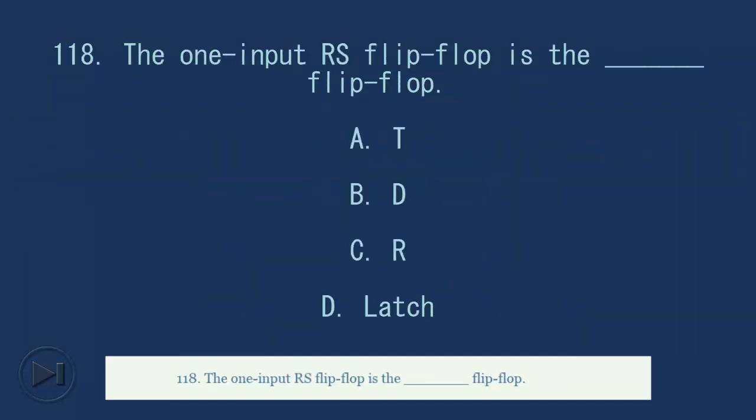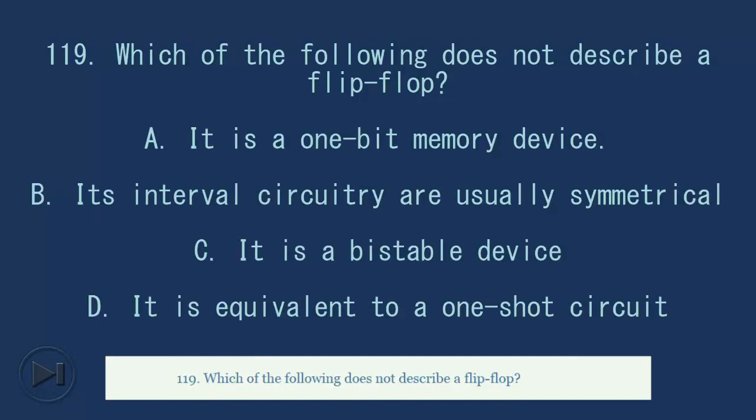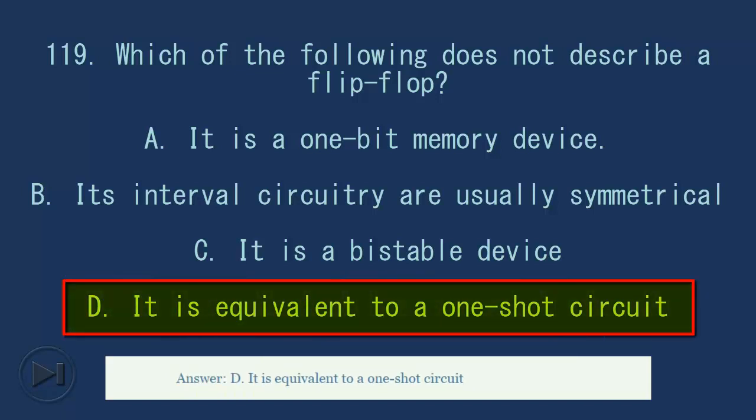118. The one input R's flip-flop is the blank flip-flop. A. T. B. D. C. R. D. Latch. Answer, B. D. 119. Which of the following does not describe a flip-flop? A. It is a 1-bit memory device. B. Its internal circuitry are usually symmetrical. C. It is a BIST-able device. D. It is equivalent to a one-shot circuit. Answer, D. It is equivalent to a one-shot circuit.